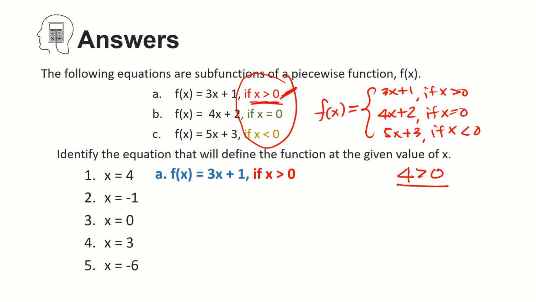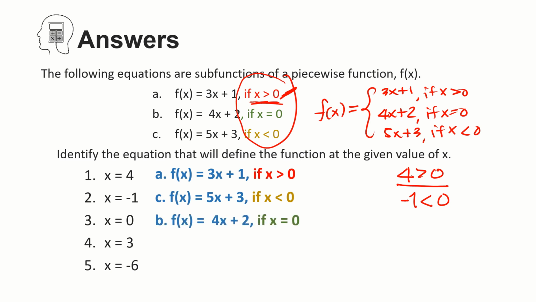For number 2, our given value is a value that is less than 0. So negative 1 is less than 0. So what do you think is the answer? Okay, so that is correct. Letter C is the answer for number 2. Since the given value of x is less than 0, then the function that will define our piecewise is f of x is equal to 5x plus 3.